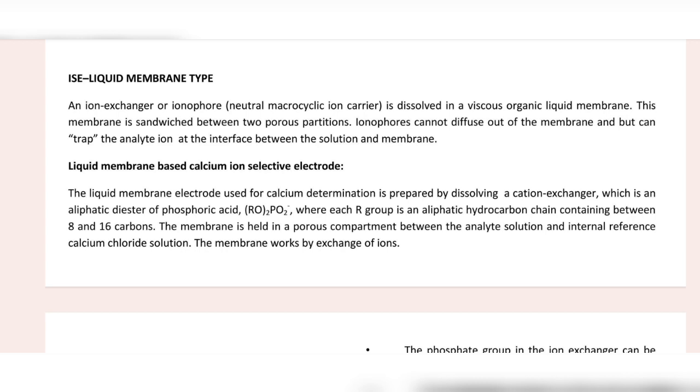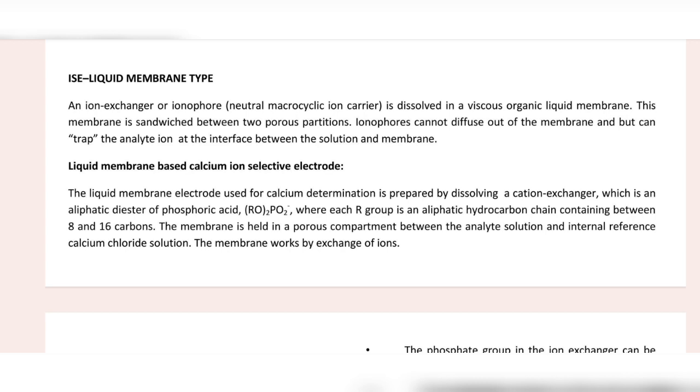This membrane is then sandwiched between two porous partitions. In the porous partitions, ionophores cannot diffuse out of that membrane, but can trap the analyte ion at the interface between the solution and the membrane. So this liquid membrane can trap the analyte ion at the interface.